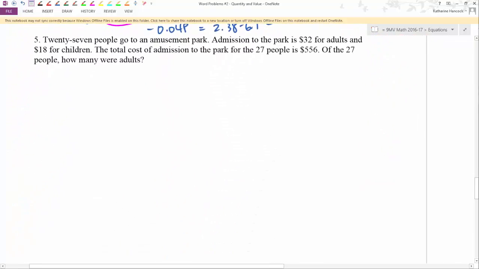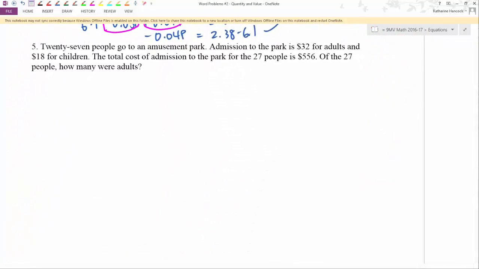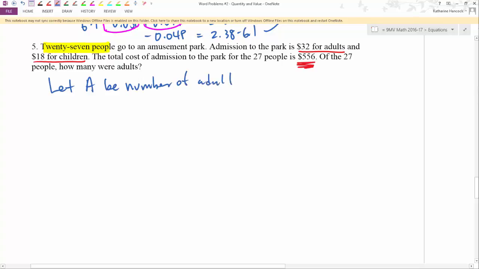Number 5, 27 people go to an amusement park. Key point: admission is $32 for adults, $18 for kids. Total cost for the 27 people is $556. They want to know the number of adults. Let A be number of adults. How many kids? That's going to be 27 minus A, the number of children.